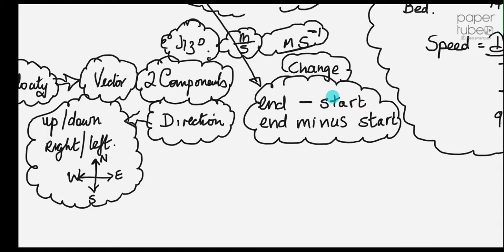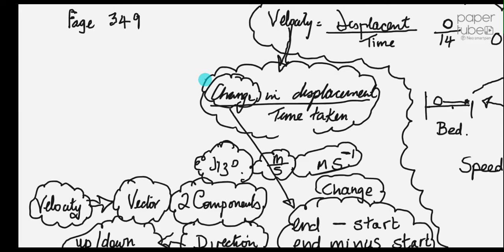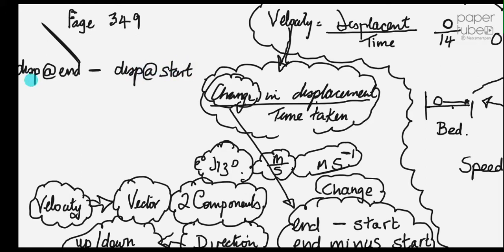Now, if I go back up here again, I could say that change in displacement means the displacement at the end take away the displacement at the start, divided by the time taken. That's what velocity means.